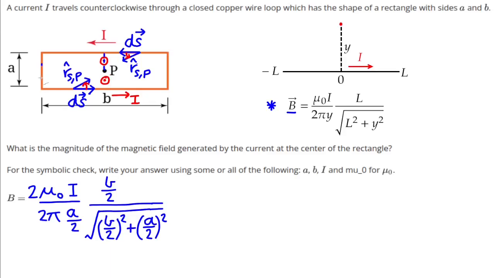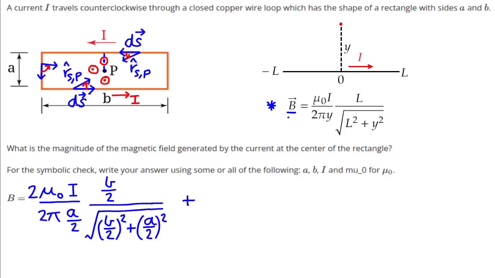And now along this part of the loop, the current is flowing downwards, so that's our differential length vector, and we have a unit direction vector pointing to P. So again I ds cross r gives a magnetic field at P pointing out of the screen. So we add this contribution.